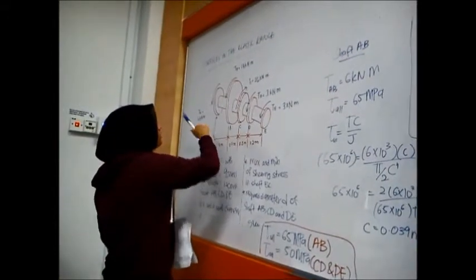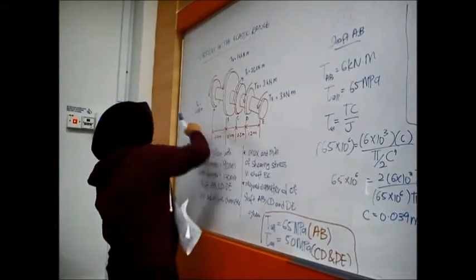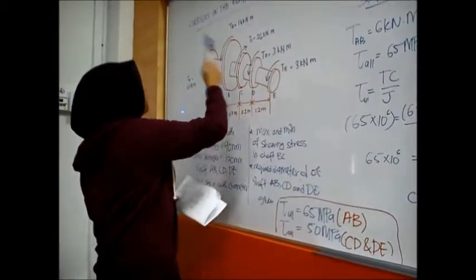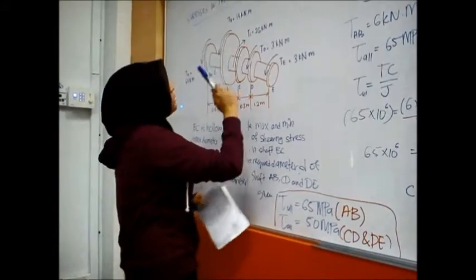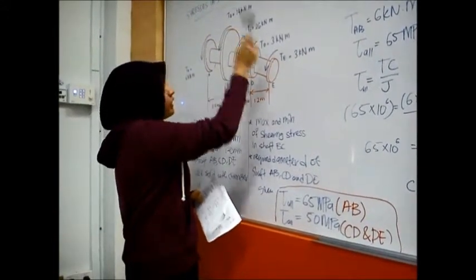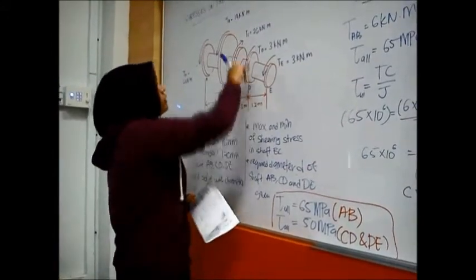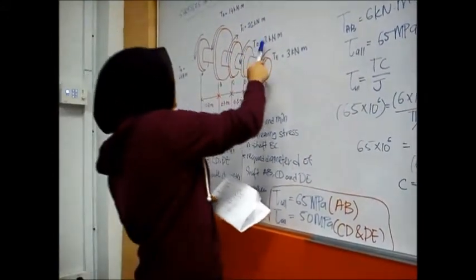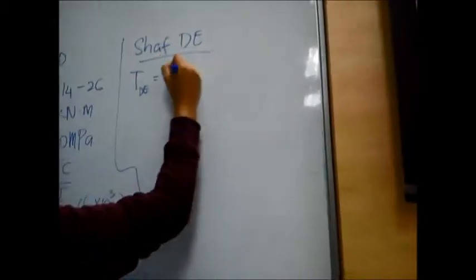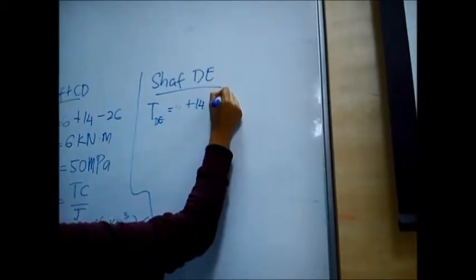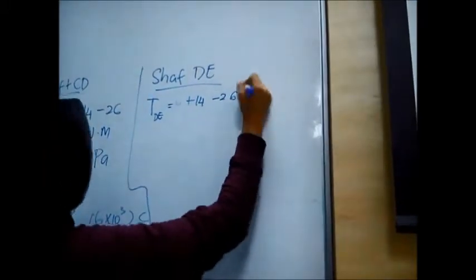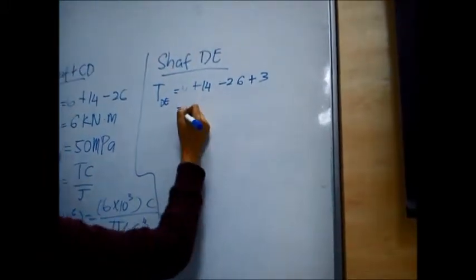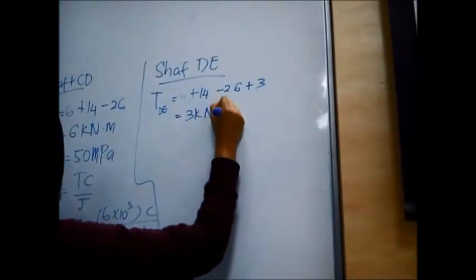We can go from left to right. So assume a movement of the torque: 6 kilonewton meter plus 14 kilonewton meter minus 26, because it moved to the right so it's negative, plus 3. So 6 plus 14 minus 26 plus 3, we will get 3 kilonewton meter.